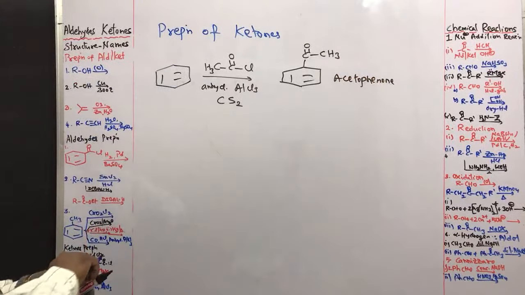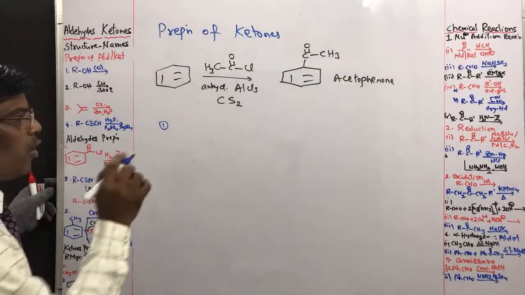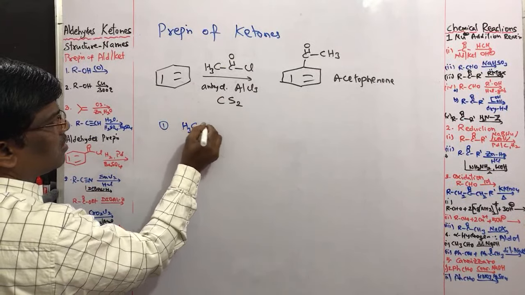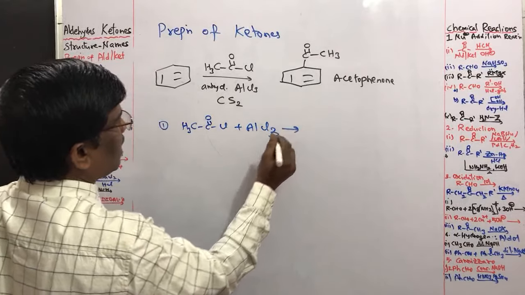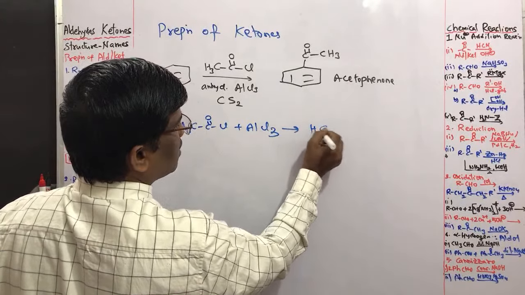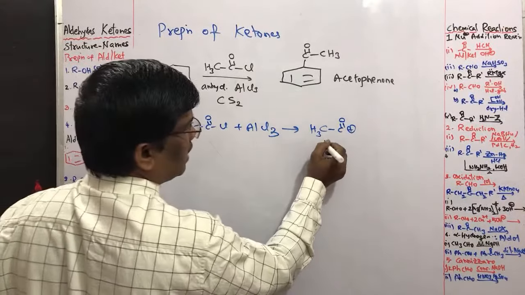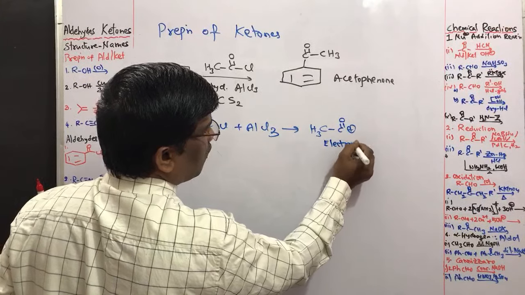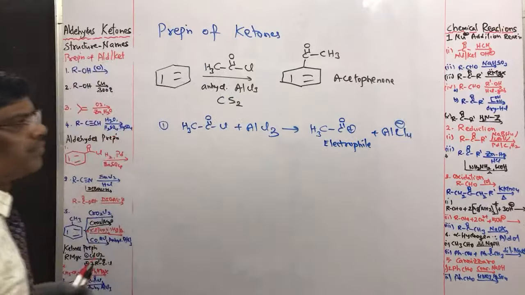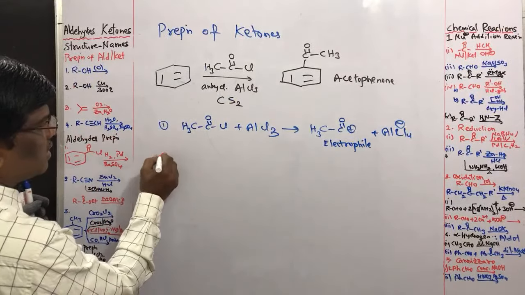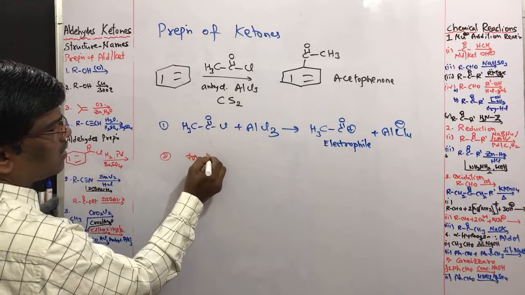So can anyone write the mechanism? It is very simple. The first step involves generation of carbocation plus aluminum chloride. It is going to generate acyl carbocation CH3CO. This is the carbocation or electrophile. Generation of electrophile, aluminium chloride minus. The second step is formation of sigma complex.